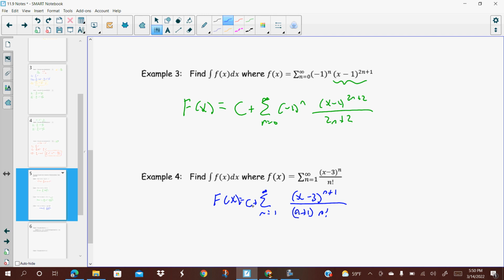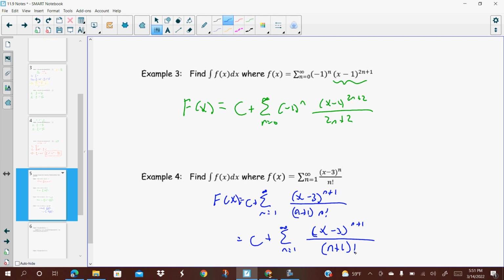What you might want to think, though, is that this could be written in a different way. So it'll still be c plus the sum from n equals 1 to infinity of x minus 3 to the n plus 1. But n plus 1 times n factorial is really the same thing as n plus 1 factorial. Okay, they mean the same thing.